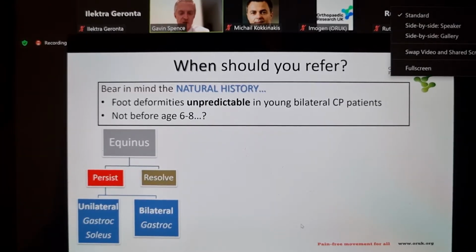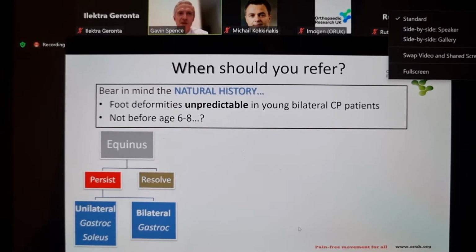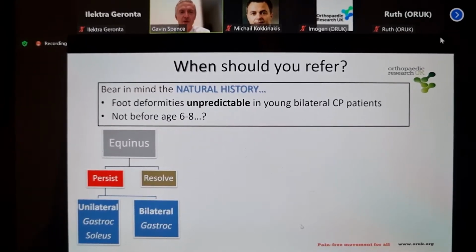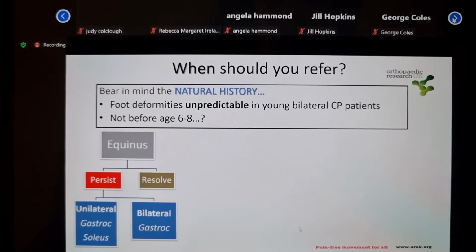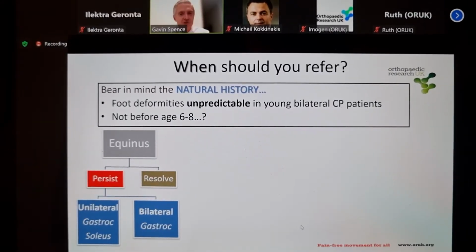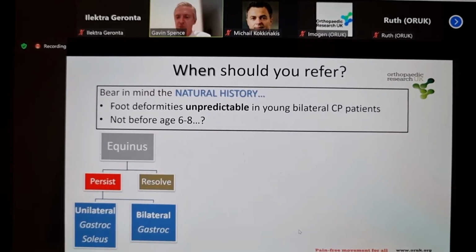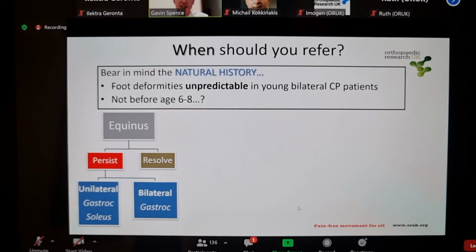Patients with unilateral cerebral palsy, hemiplegia, seem to have contractures of both gastrocnemius and soleus, whereas the patients with bilateral cerebral palsy, as with many of their biarticular muscles, it's the gastrocnemius which seems to be most affected. And this makes a difference to us as surgeons because we have different surgical techniques to deal with both of those problems.